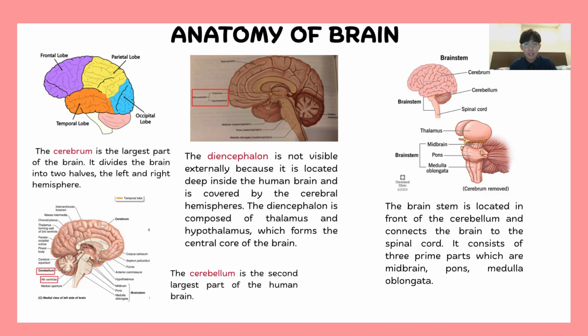The last one is the brainstem. It is located in front of the cerebellum and connects the brain to the spinal cord. It consists of the midbrain, pons, and medulla oblongata. The midbrain is the first part of the brainstem seen when an intact adult brain is examined. The pons is the largest part of the brainstem. It is located above the medulla oblongata. It is the middle portion of the brainstem, and the last part of the brainstem is the medulla oblongata. It is located at the lowest part of the brainstem.